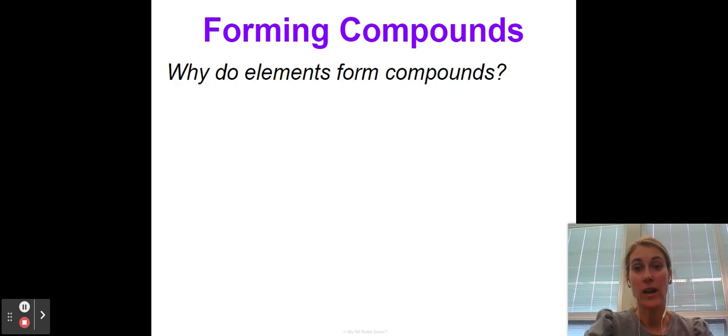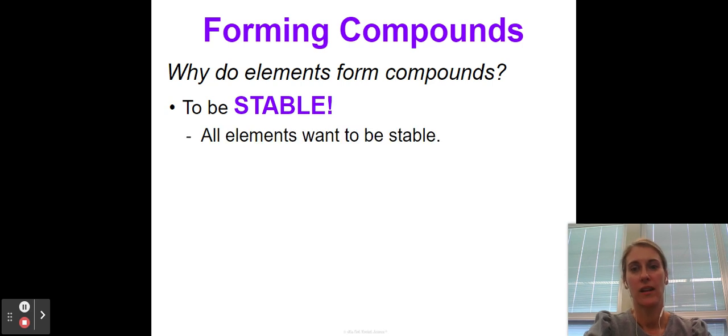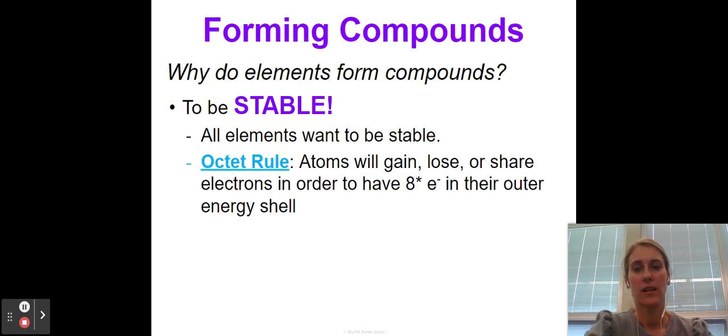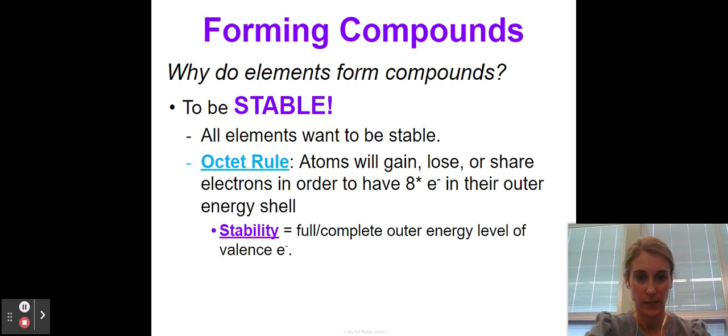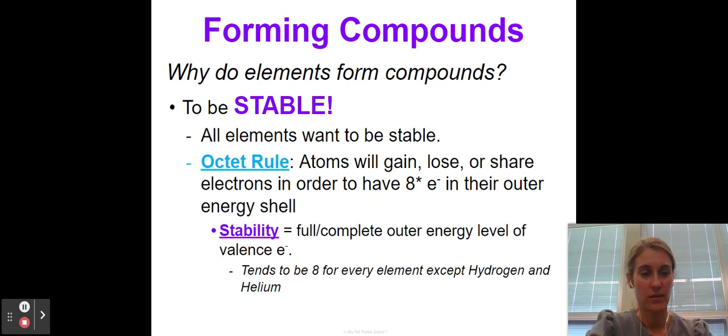Forming compounds. Why do they form them again? Because they want to achieve stability. They want to be stable. The octet rule, as you remember: most atoms will gain, lose, or share electrons in order to have 8 electrons in their outer shell. We have some notable exceptions like hydrogen and helium because they are in the first energy level, so they're good with 2. But to be stable, you have a full or complete outer energy level of valence electrons.